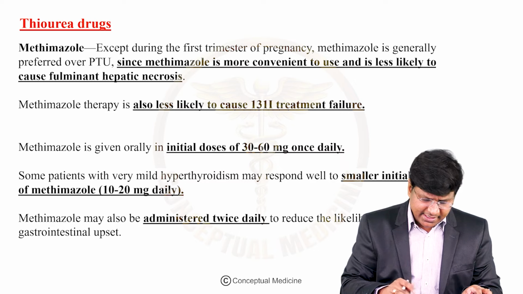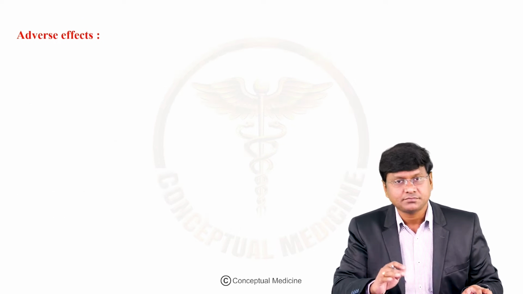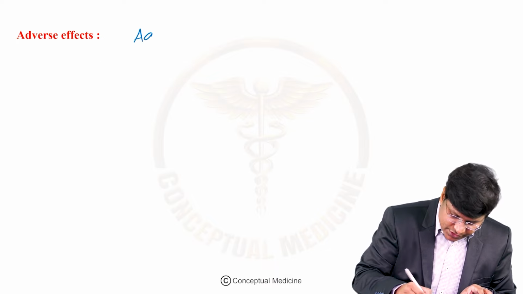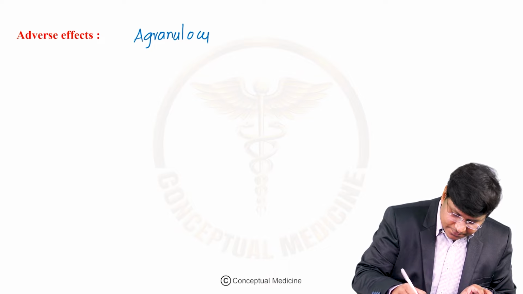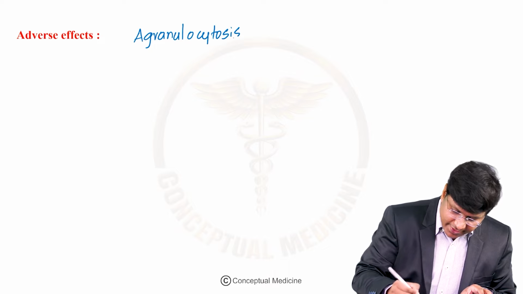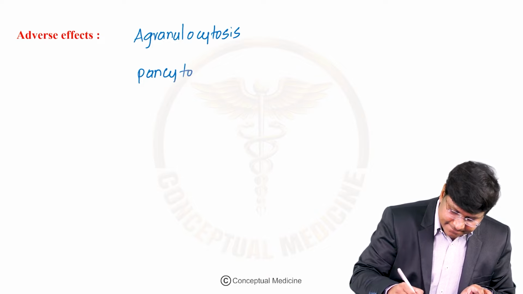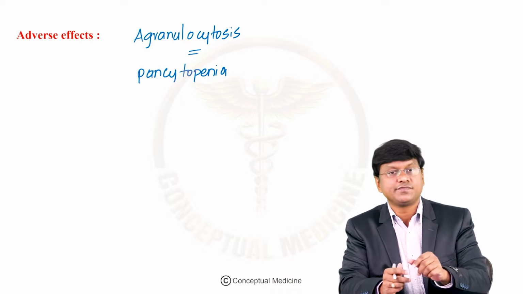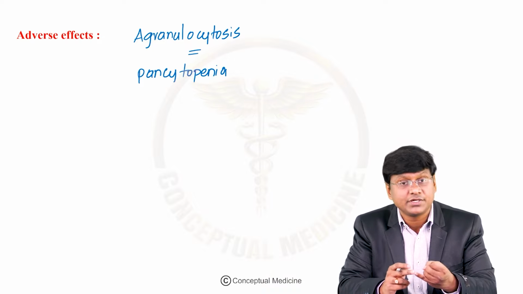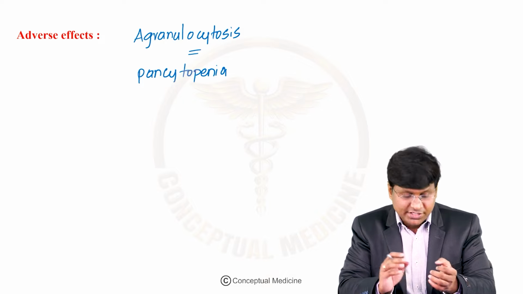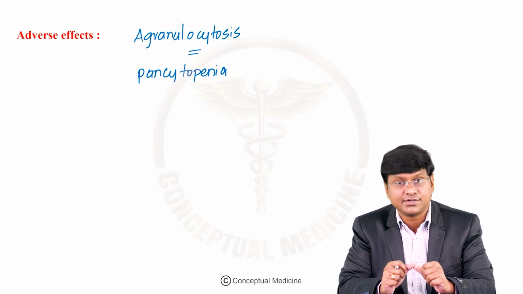Now, what are the adverse effects with this methimazole? So, first and foremost, agranulocytosis. Right? And these patients can also present with pancytopenia. So what will be the manifestations of this agranulocytosis? The individual can have fever. The individual can have upper respiratory tract infection. So these will be the manifestations of your agranulocytosis.